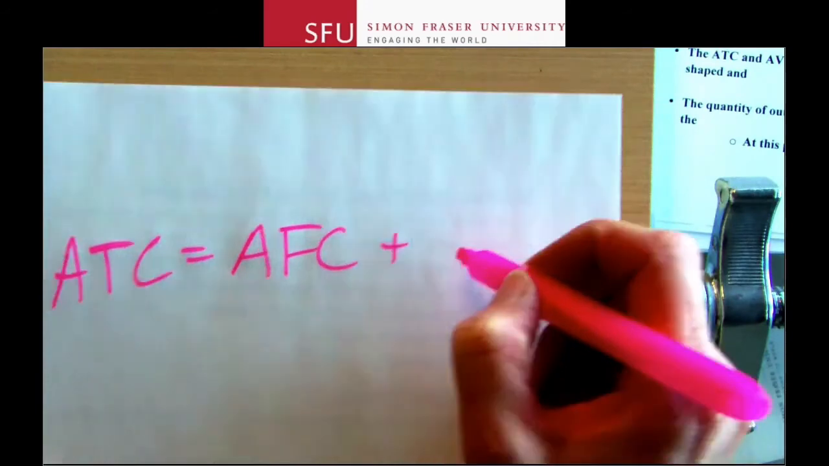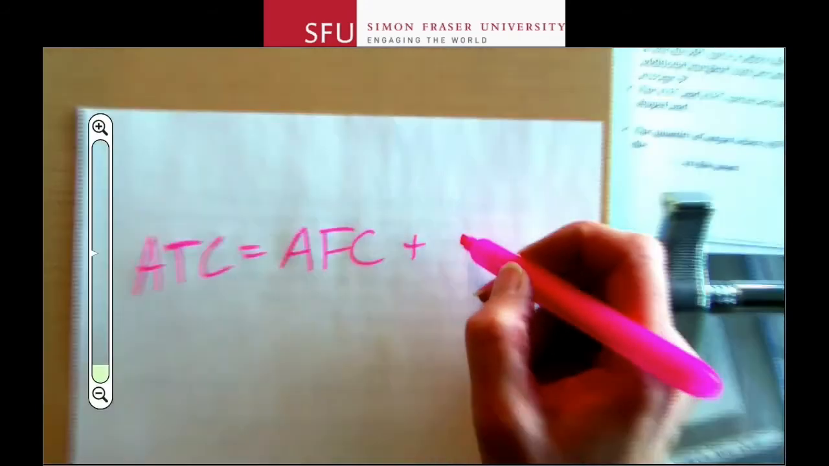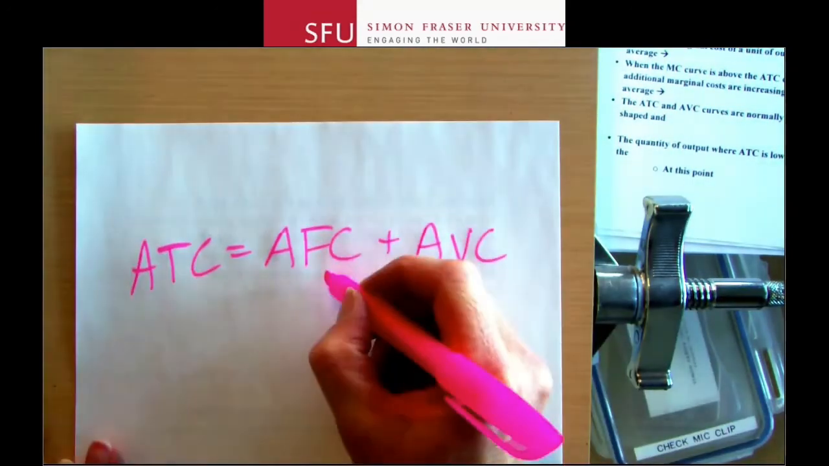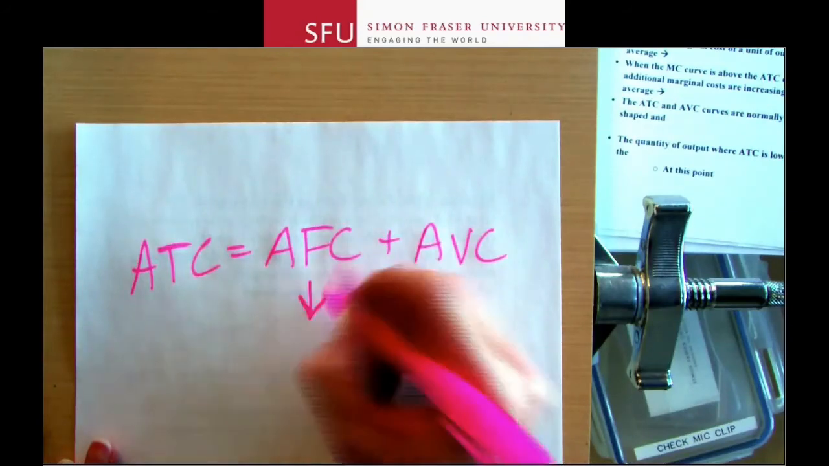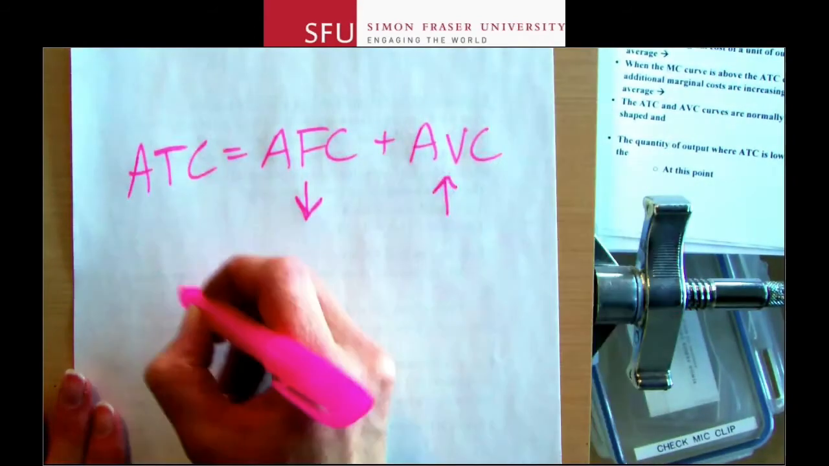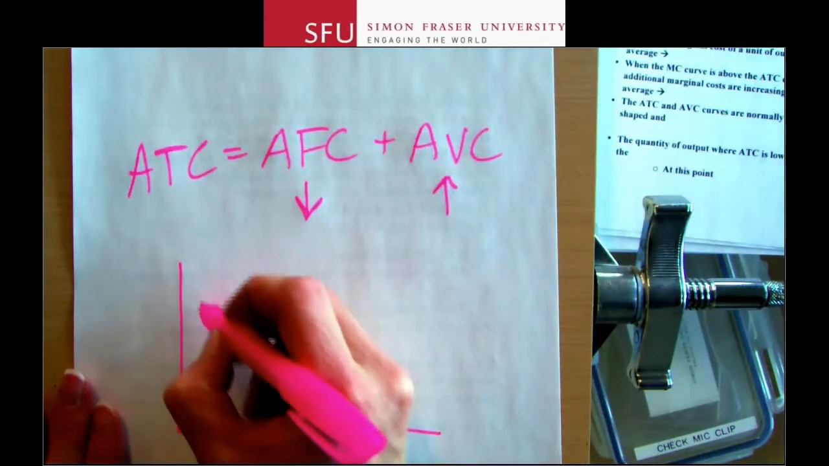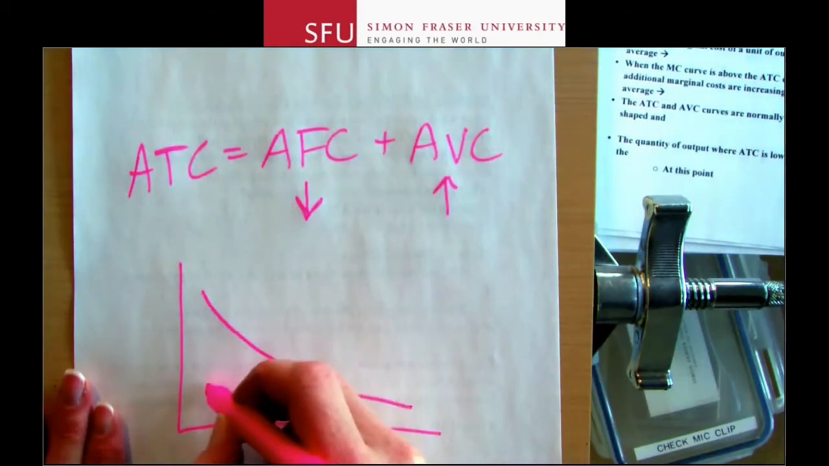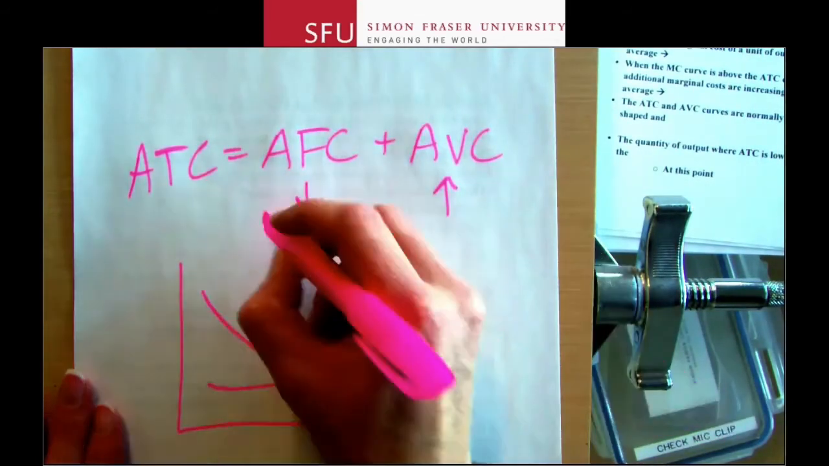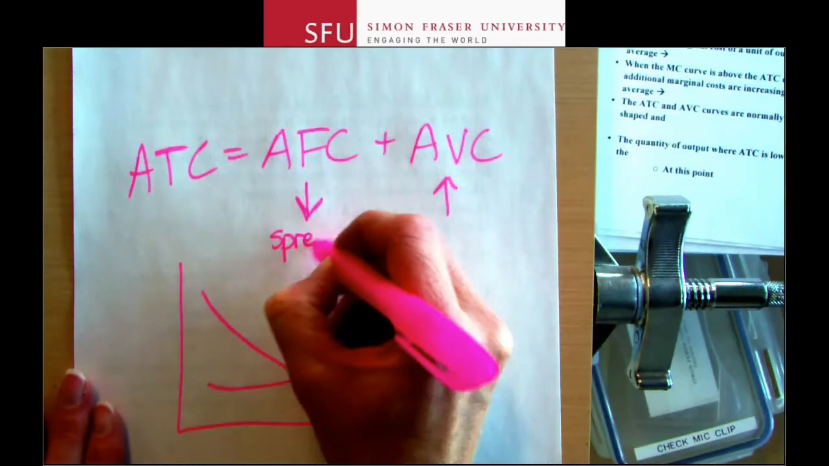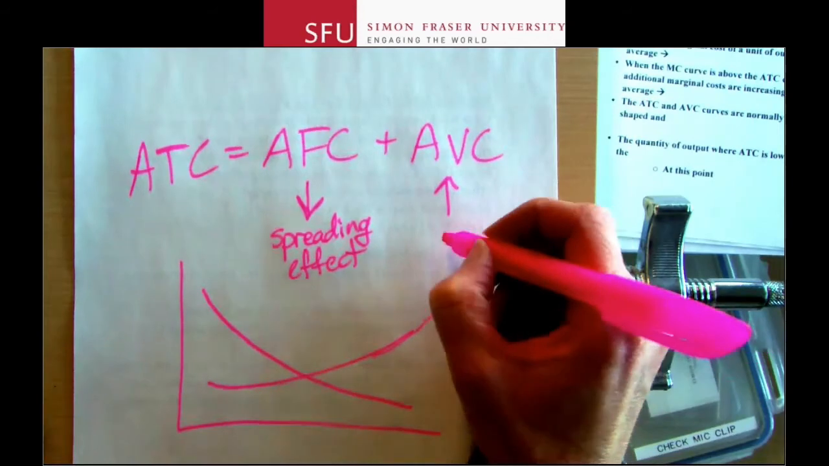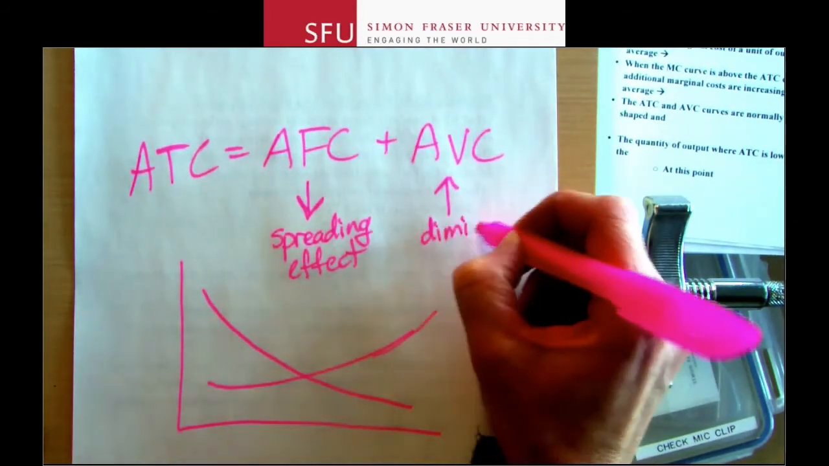So the average total cost is the sum of the average fixed and average variable. The average fixed cost is a number that always goes down, while the average variable cost goes up. Right, so you've got an average fixed cost that goes down, average variable cost, it might go down at the beginning, but then it starts to go up. And then the average total is the sum of both of them. This is called the spreading effect. This is in your notes from last class. And this one is called the diminishing returns effect.